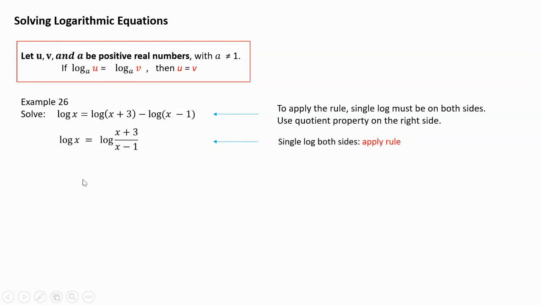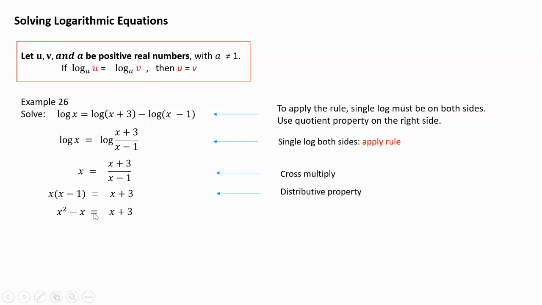So by applying the rule, it's going to be x equals (x plus 3) divided by (x minus 1). Then here you can do it two ways. We can cross multiply, or we can multiply both sides by x minus 1. So if we cross multiply, it's going to be x times (x minus 1) and (x plus 3) times 1, because there's like a 1 on the bottom of the x. Now we distribute. So we have x squared minus x equals x plus 3.